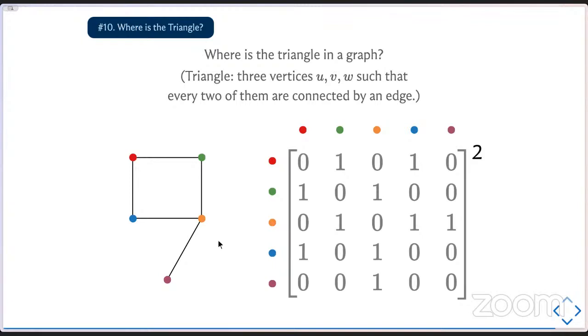Okay, I don't remember if I phrased that question correctly. What I wanted to ask is, what does the square of the adjacency matrix tell us about 4 cycles? And not the adjacency matrix itself.